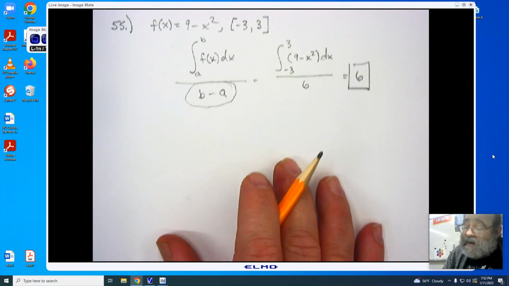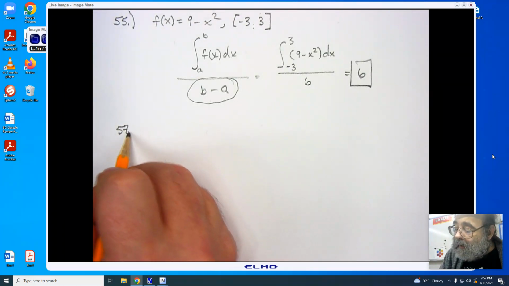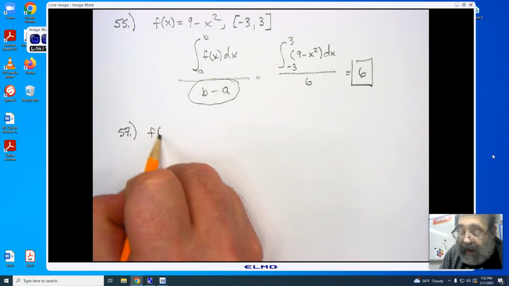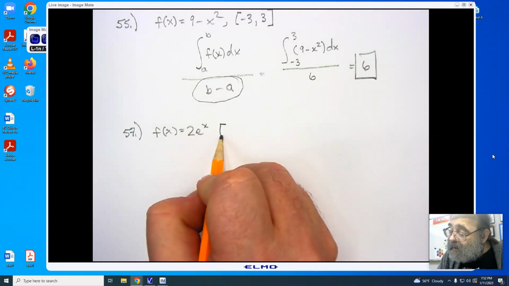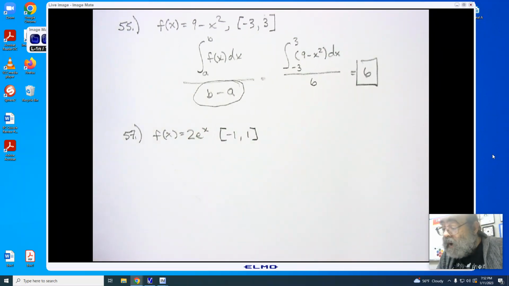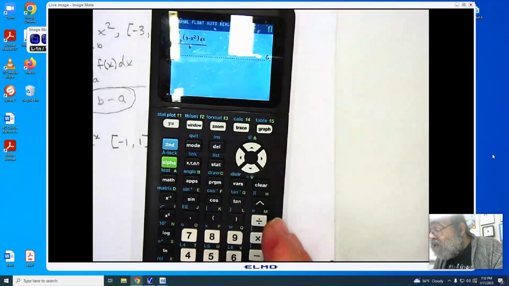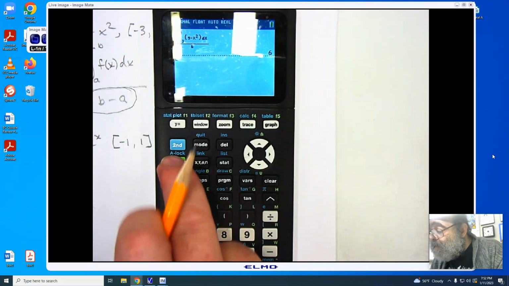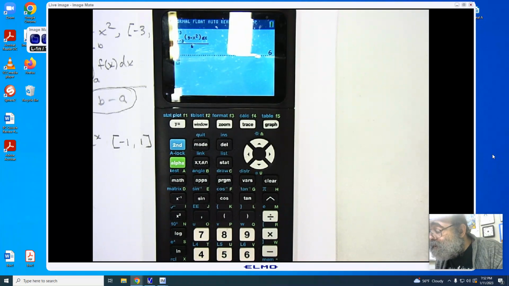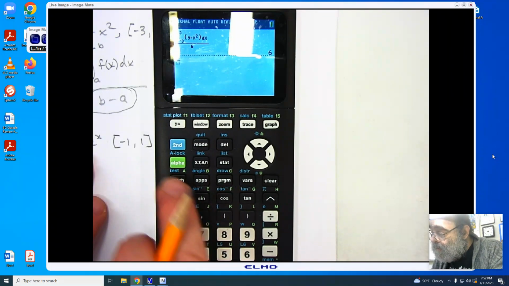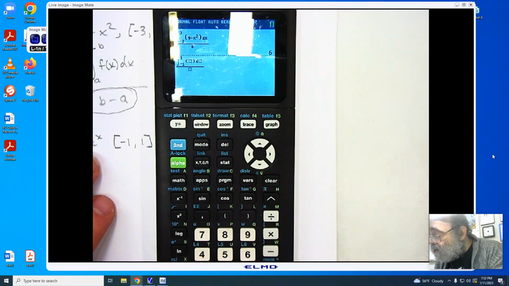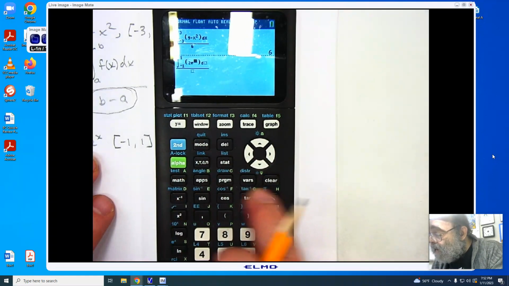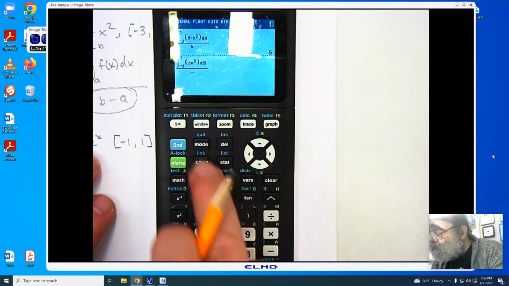Let's take a look now at number 57. 57 gives us the function f of x equals 2e to the x, and the interval is negative 1 to 1. So once again, I'm going to go to my calculator. I'm going to make my fraction using alpha y equals. I'm going to put in math 9 from negative 1 to 1, and my function 2e to the power of x dx.